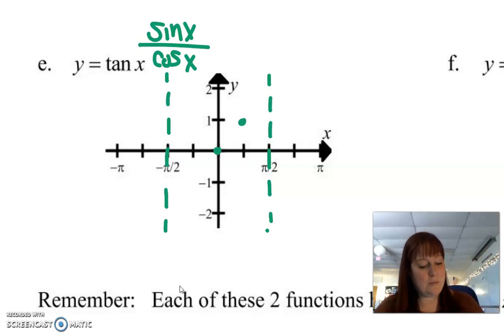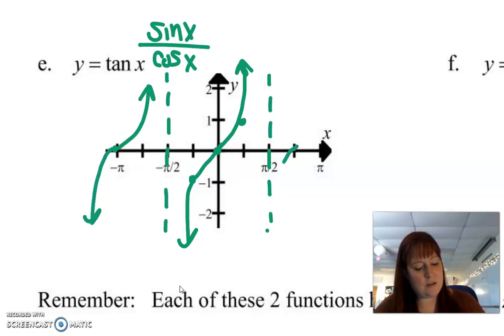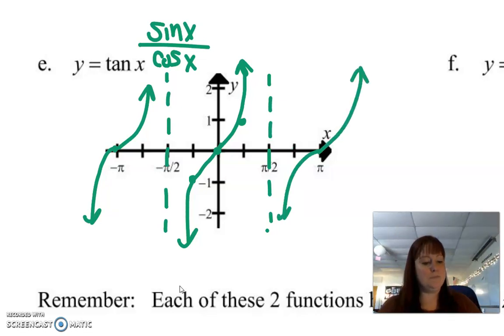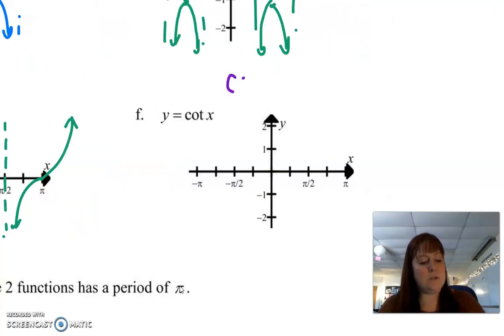And then at negative pi over 4, it's going to be equal to negative 1 because one of them is negative. So then tangent kind of looks like a cubic function here, just does this thing. And again, since it's periodic, it's going to do the same thing over and over.